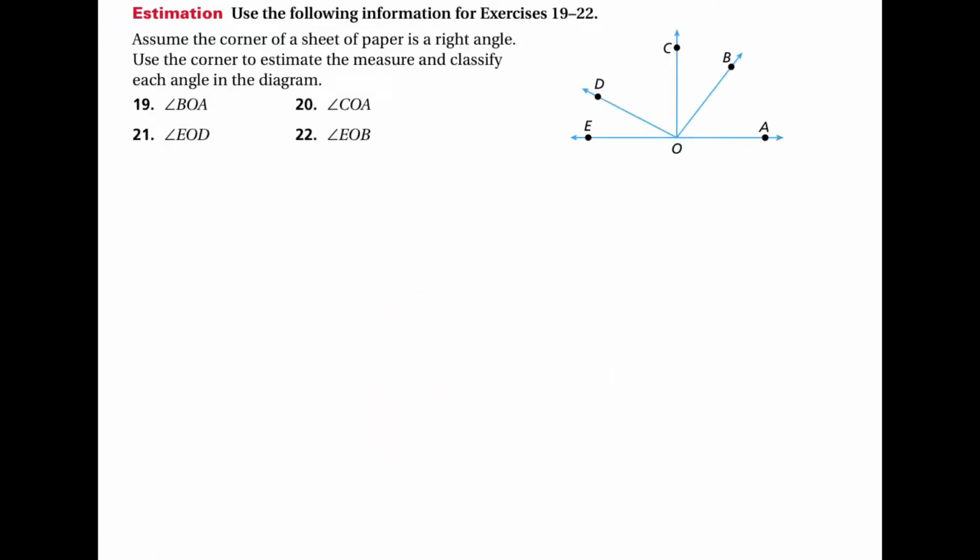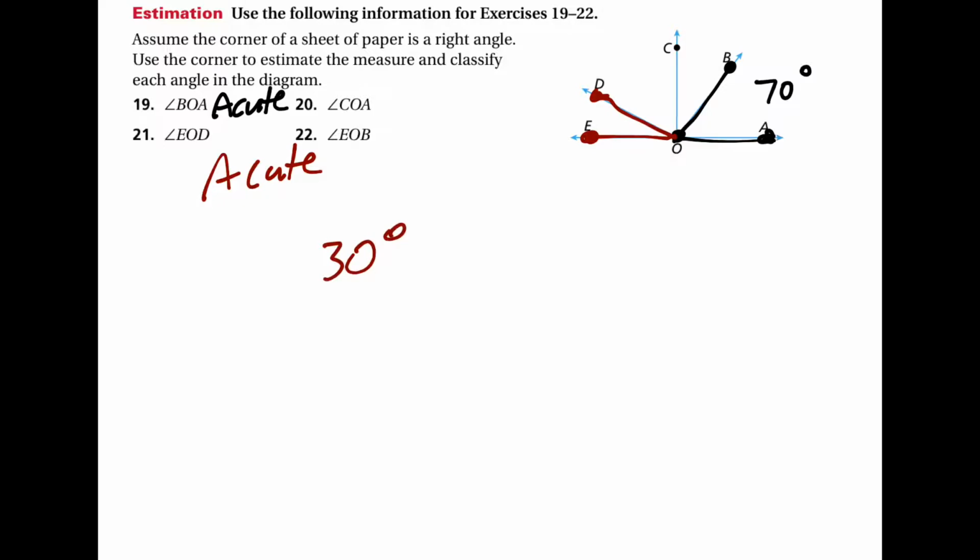For 19, we're looking at angle BOA, and this is an acute angle. If I had to guess, maybe 70 degrees. Then for 21, we're looking at EOD. This is also an acute angle. We know it's less than 45. We'll call that 30 degrees.